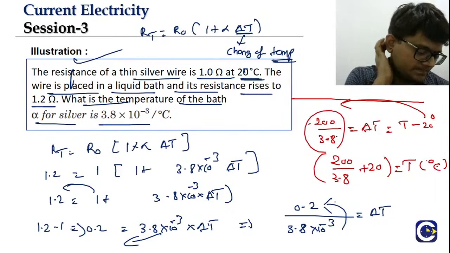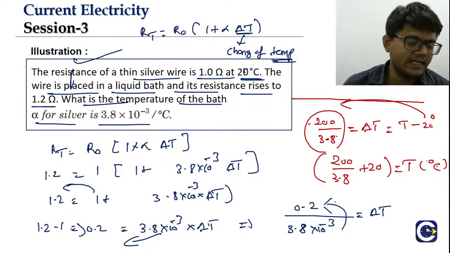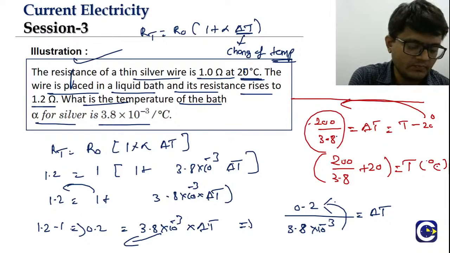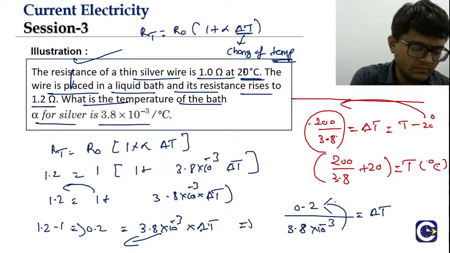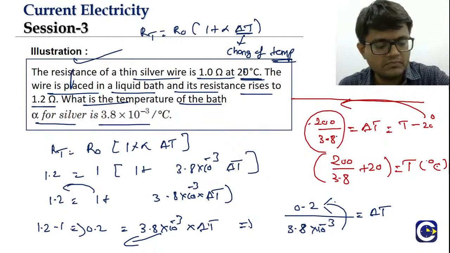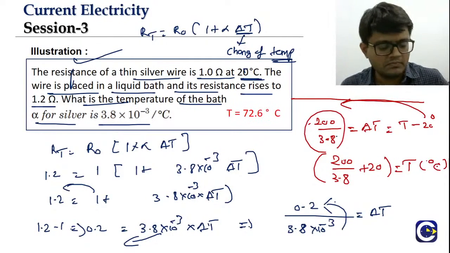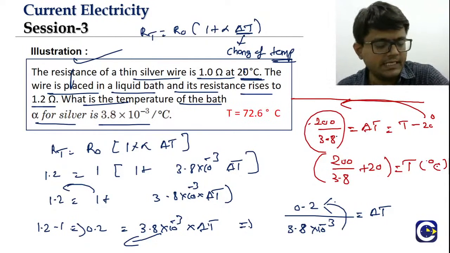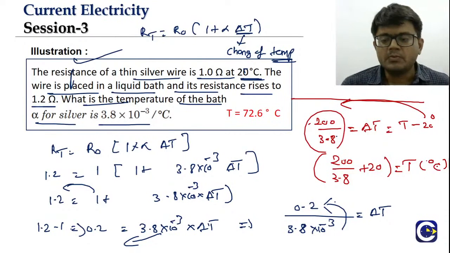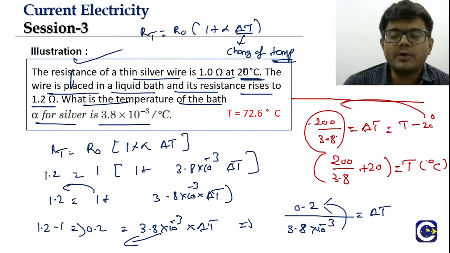So Maithili, good. You are saying 52.6 is the final temperature. Okay, let's see. So what about the other students? Check it guys, what is the answer? For 200 by 3.8, that is 52.6.